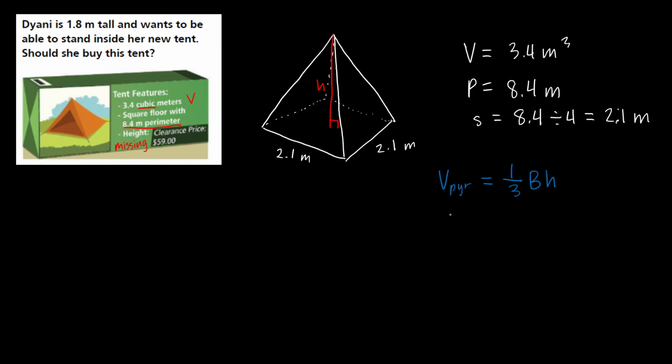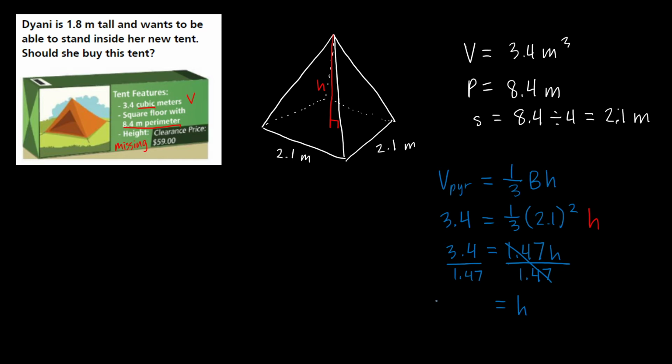Let's fill in what we know. We know that the volume is 3.4. We know that the area of the base, the area of a square, is base times height. So it would be 2.1 squared. And then height is unknown. We are going to solve this equation for h. So let's calculate what we know. 1/3 times 2.1 squared is 1.47. And then multiplied by height. So to get h, or height, by itself, we're going to divide both sides of this equation by 1.47. And so the height of the tent is going to be about 2.3 meters. So the height is 2.3 meters in this tent.